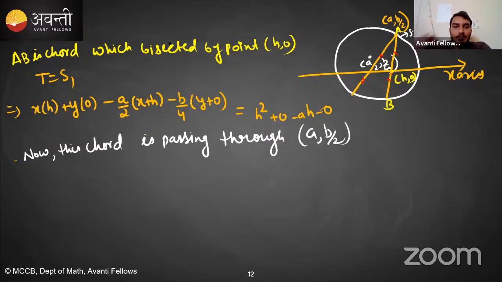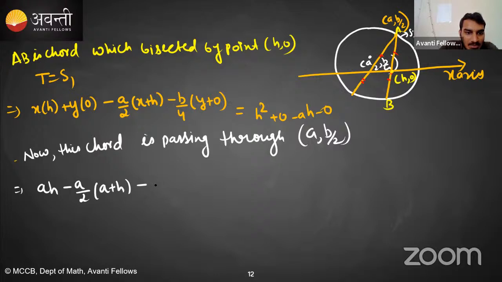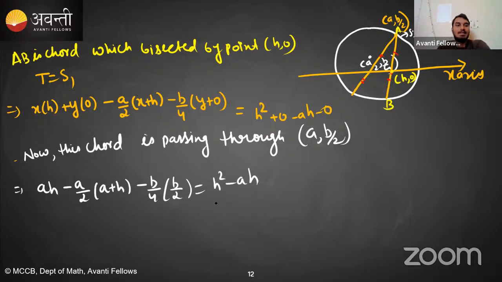So it means when you put a comma b by 2, it should satisfy the equation of chord. So now put x as a and y as b by 2. This will become 0. So a into h minus a by 2 into what is x? Replace x with a: a plus h minus b by 4. Replace y with b by 2: b by 2 is equal to h square minus ah. Is this clear? Okay, very good.